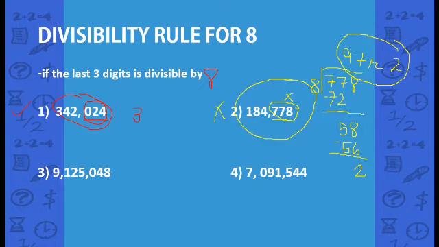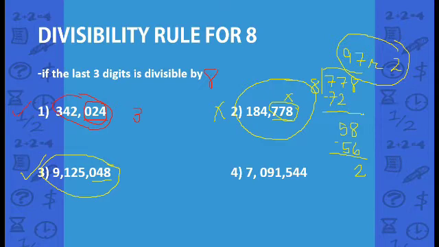Number 3. 9,125,048. The last three digits, 048. When we divide 48 by 8, ang makukuha nating sagot ay 6. So, 6 is a whole number. Therefore, 48 is divisible by 8. And so, 9,125,048 is divisible by 8.